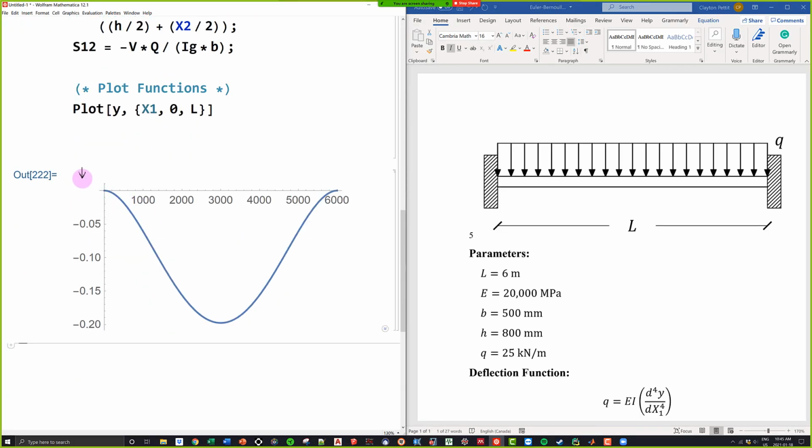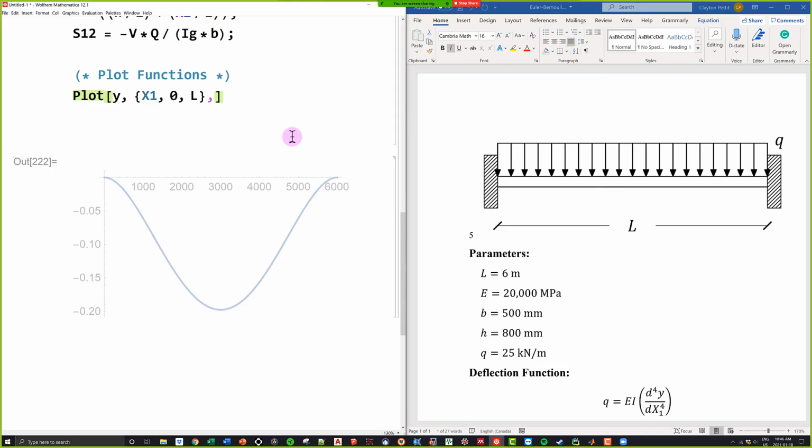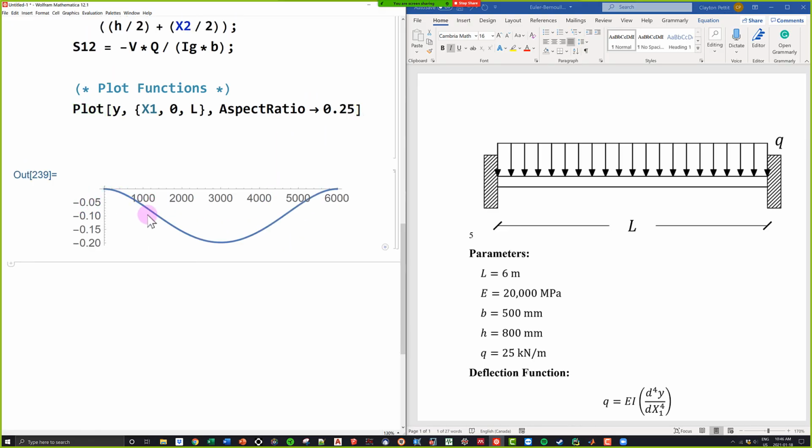Now, by default, Mathematica will always try and plot things in kind of a square fashion. So what I like to do to try and make it look more like a beam is I add a third argument, which is called the aspect ratio, and I usually set it to 1/4. So if I do that, the aspect ratio of the graph decreases. It looks a little bit more like a beam.